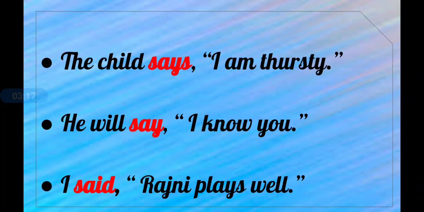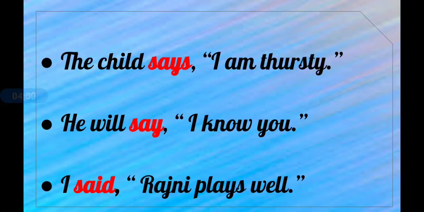So we will put the exact words of the speaker inside the quotation marks. Let's see the second sentence. He will say, "I know you." So what is the reporting verb here? Before the comma we have will say. That means this verb is introducing the direct words of the speaker. I know you is the direct words of the speaker. That means who told these words? He told these words. Somebody. So these are direct words which are put inside the quotation marks.